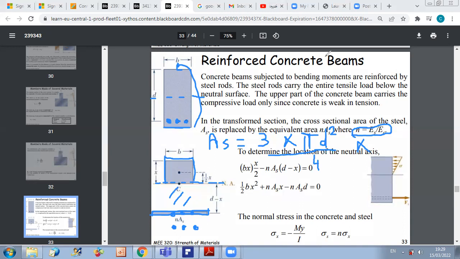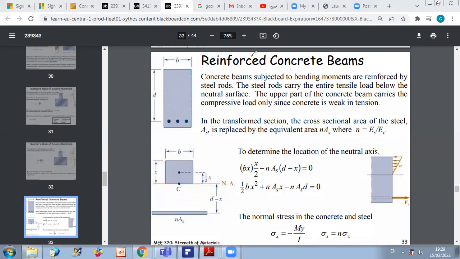It will consist of two parts. The first part is the part above the neutral axis made of concrete. And the lower part is the modified area, transforming steel area into an equivalent concrete area that is equal to n times AS. Now, whenever you have your modified section, you can continue the analysis.